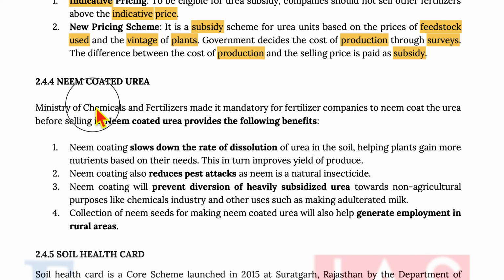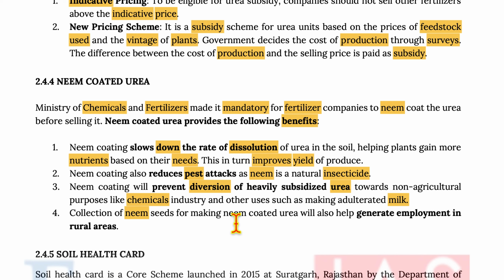Neem coated urea. Now, the Ministry of Chemicals and Fertilizers made it mandatory for fertilizer companies to neem coat the urea before selling it. Neem coated urea provides the following benefits. Neem coating slows down the rate of dissolution of urea in soil, helping plants gain more nutrients based on their needs. This in turn improves yield of the produce. Neem coating also reduces pest attacks as neem is a natural insecticide. Neem coating will prevent diversion of heavily subsidized urea towards non-agricultural purposes like chemicals, industry, and other uses like making adulterated milk. Collection of neem seeds for making neem coated urea will help generate employment in rural areas.